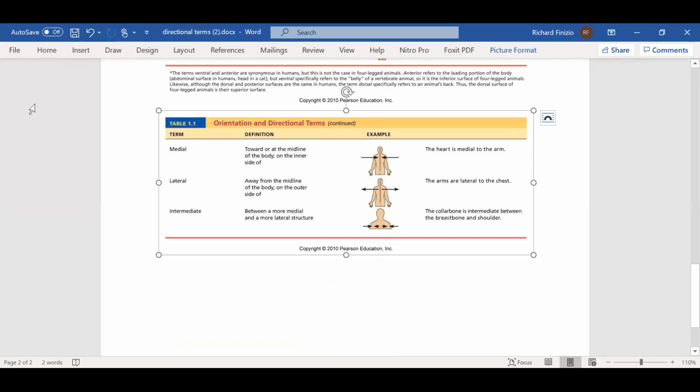And then medial is towards the midline, like the shoulder is lateral to the sternum, whereas the sternum is medial to the shoulder. And sometimes we use it in between, like middle or intermediate. And you'll see when we look at certain bones, you have to say like middle phalange or intermediate cuneiform, which is one of the tarsals in the foot.